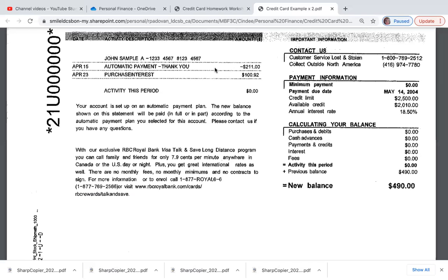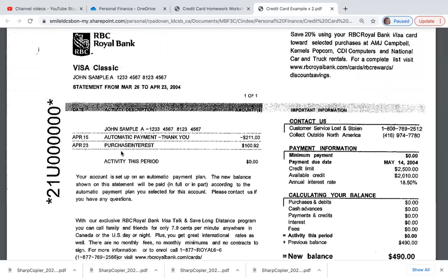which I don't really know why it says that, since there's a payment there. Maybe it means, yeah, I don't know, because that's within this time frame.